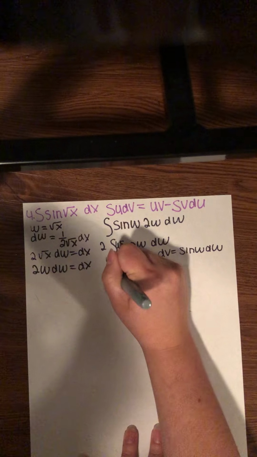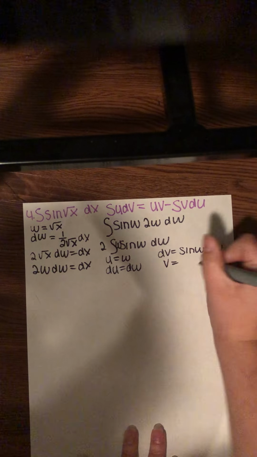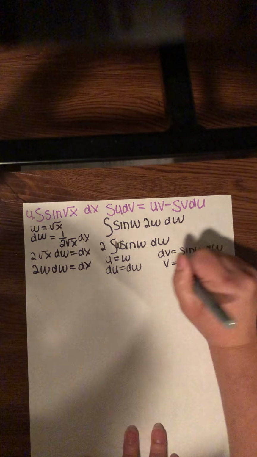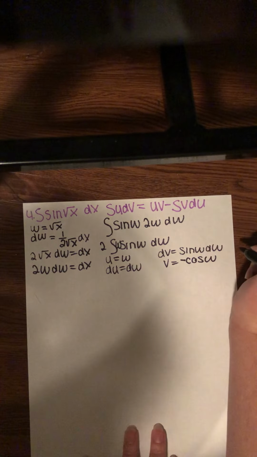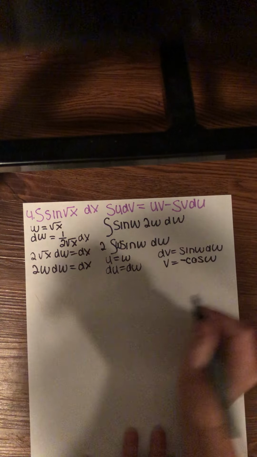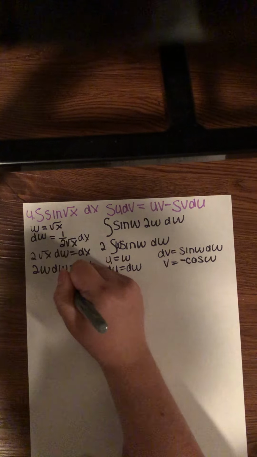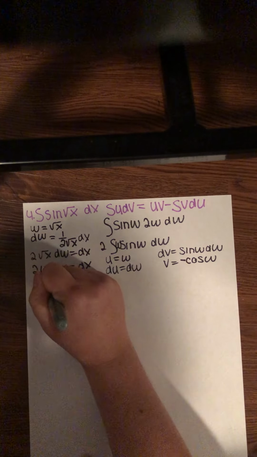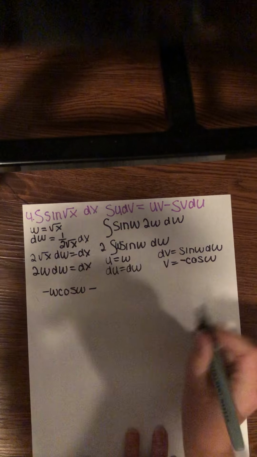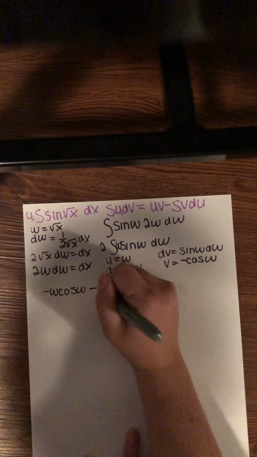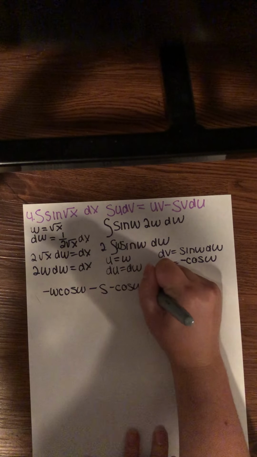So the du equals dw, and the integration of sine is negative cosine. So v would be negative cos w. And now we just plug it into the formula up here. u times v, w times negative cos w, will equal negative w cos w minus the integral of v du. So it would just be negative cos w dw.